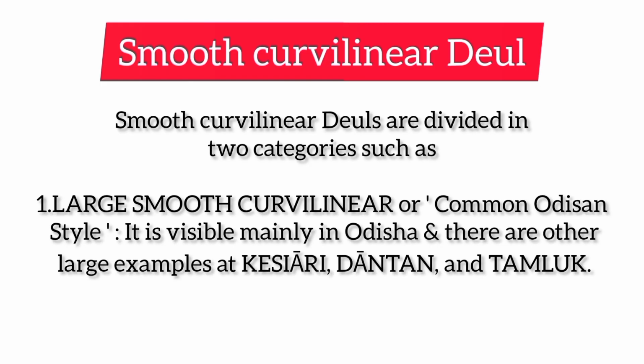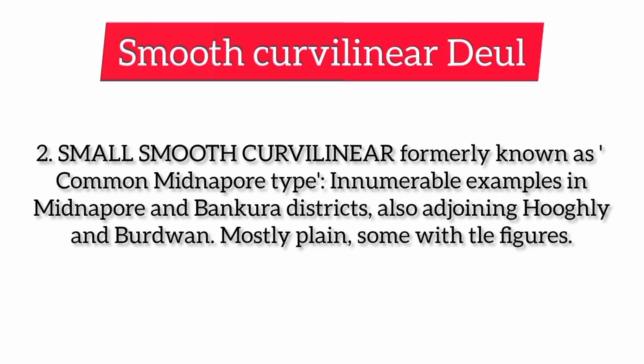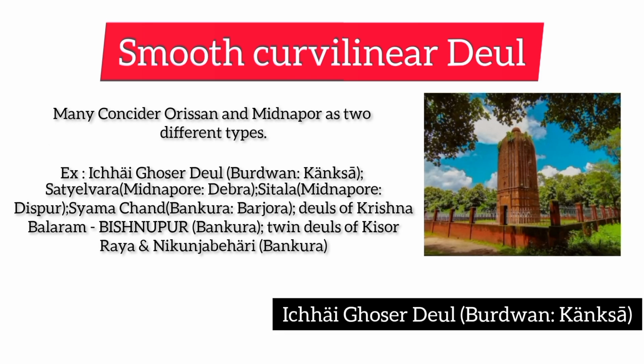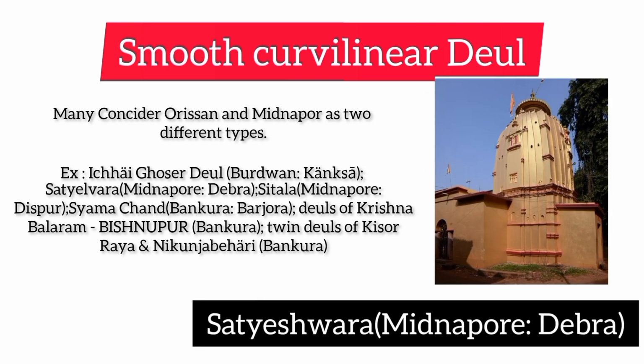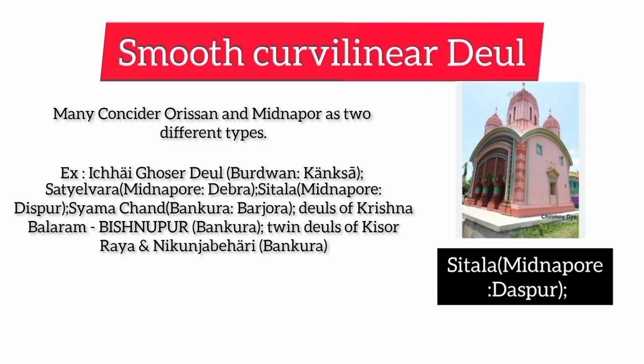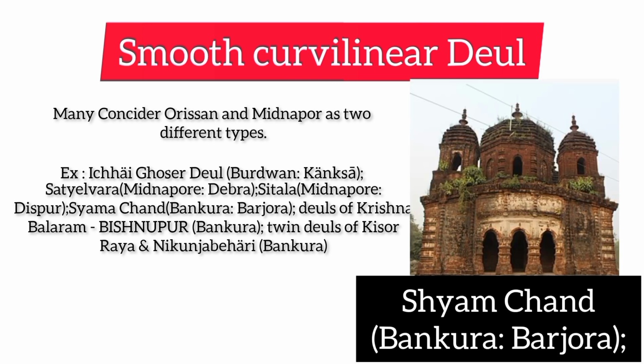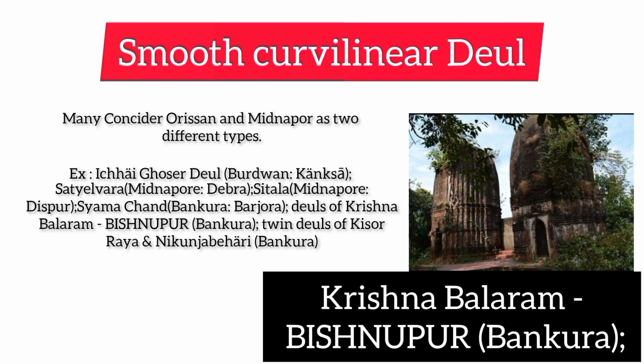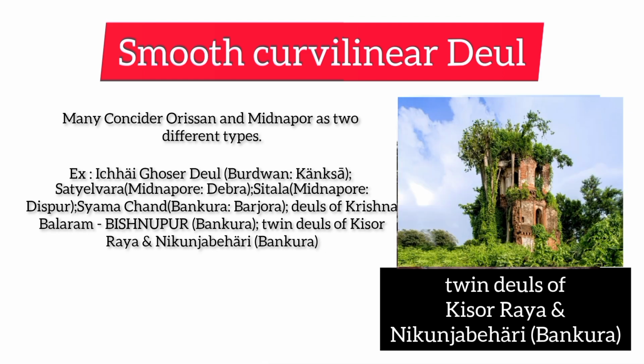Smooth curvilinear Deuls are divided into 2 categories: large smooth curvilinear, or the common Odishan style, visible mainly in Odisha, with other large examples such as Kesharia, Daton and Tomluk; and small smooth curvilinear, formerly known as the common Midnapur type. There are innumerable examples in Midnapur and Bankura district, also adjoining Hooghly and Burdwan, mostly plain, some with figures. Many consider Odishan and Midnapur as 2 different styles. Examples: Ichai Ghosha Deul, Bardhaman; Kangsha, Chatyalvera, Midnapur; Debra, Shitola, Midnapur; Dishpur, Shamchand, Bankura; Borjura, Deuls of Krishna Balaram, Bishnupur, Bankura; twin Deuls of Kishore Rai and Nikunja Bihari, Bankura.